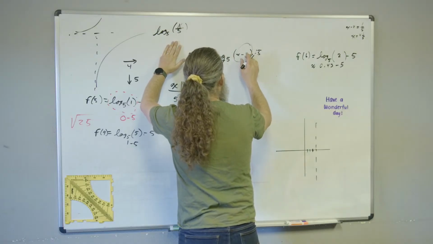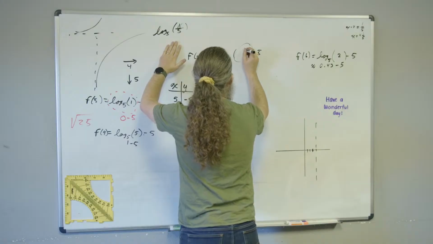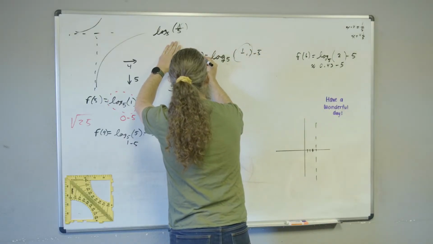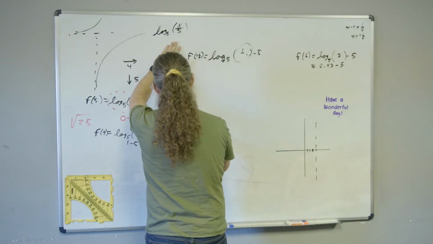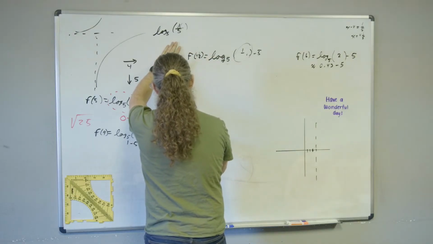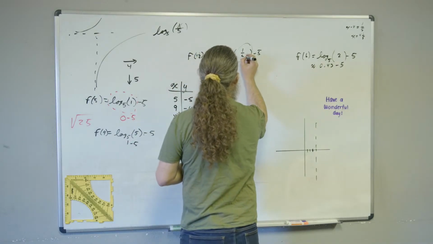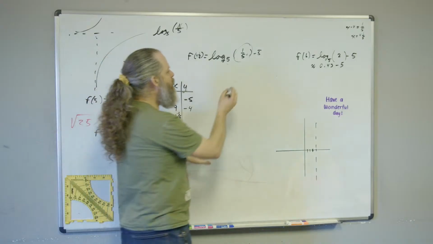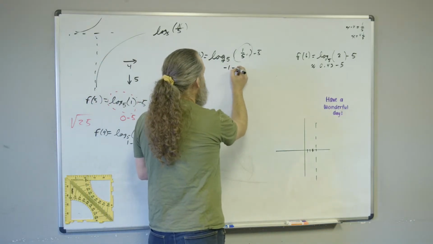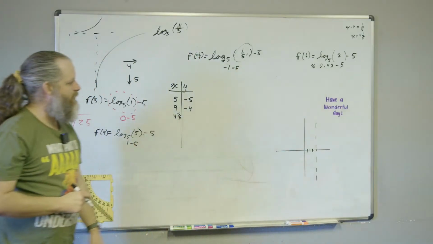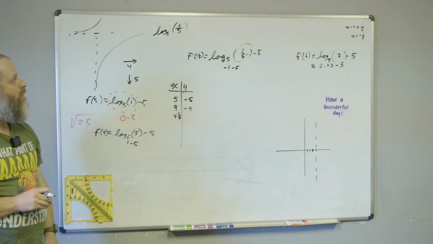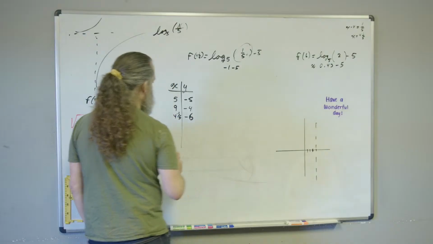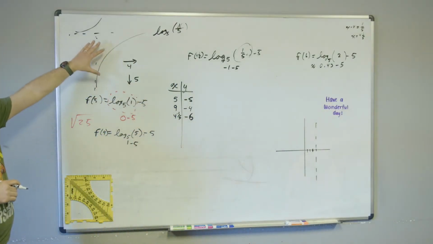If we put 4 1/5 in here, we get 1/5 in there. Log base 5 of 1/5 equals -1, and then minus 5. What is -1 minus 5? -6.